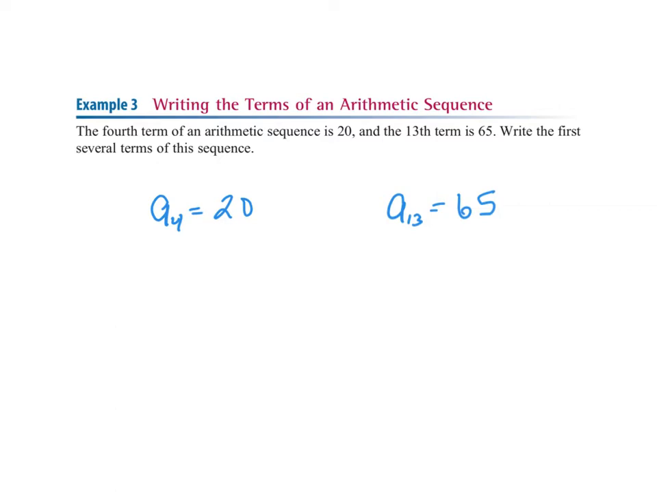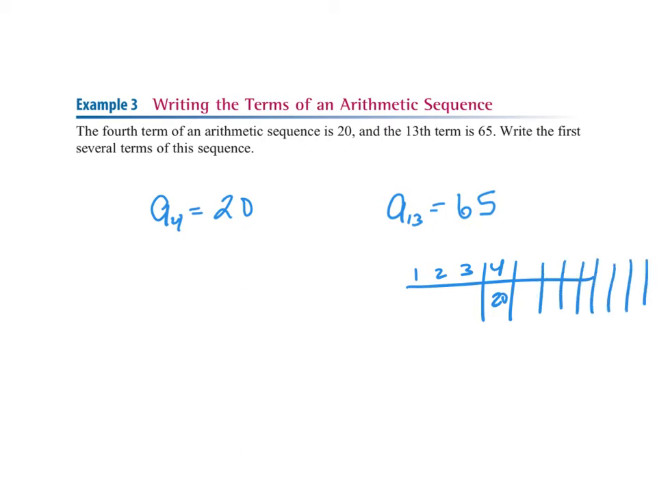Did they give me the common difference? No. Did they give me the first term? No. I got the fourth one, but I don't have the first one. So there's a couple different ways you could do this. Some of you would be able to write down 1, 2, 3, the fourth term is 20, and then go 5, 6, 7, 8, 9, 10, and all the way out to 13, and then say 65 and figure it out.